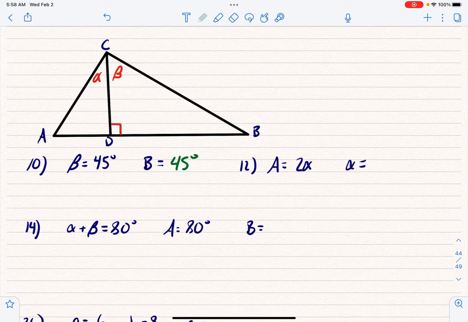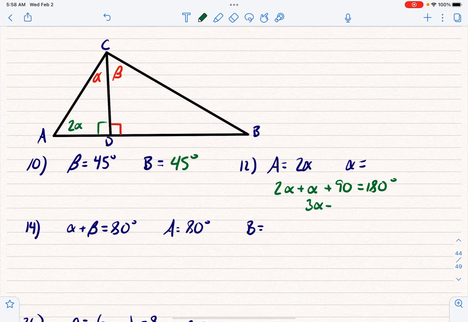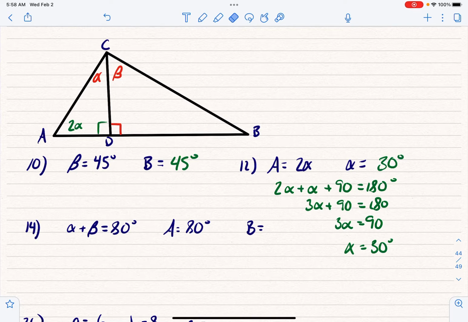Okay, it says, what if A was 2 alpha? What would alpha be? So if this was 2 alpha, well, we know that this over here would be 90. So what you do is you say, well, I know that 2 alpha plus alpha plus 90 all has to equal 180, which is 3 alpha plus 90 equals 180. So therefore 3 alpha is equal to 90, meaning alpha is 30. Okay, so that's pretty straightforward, 30 degrees. I know that one had a little bit more going on, but still not too bad.